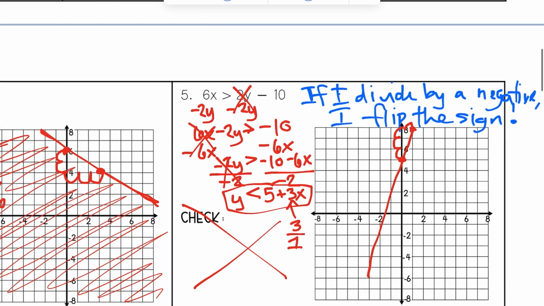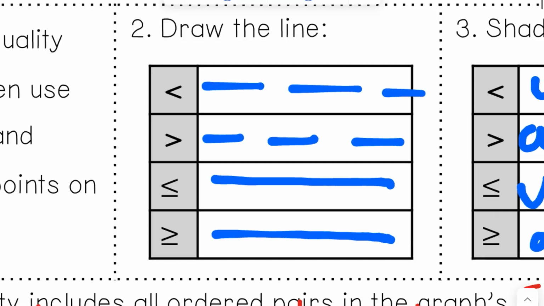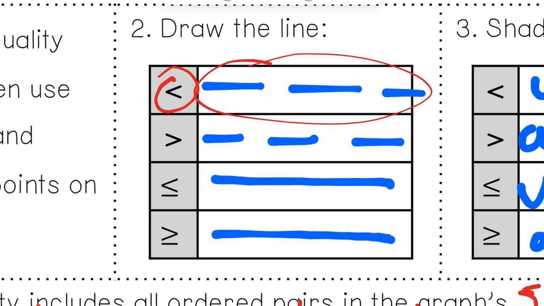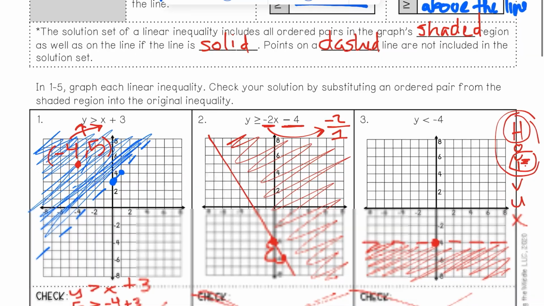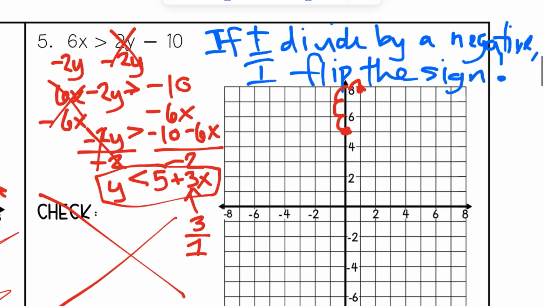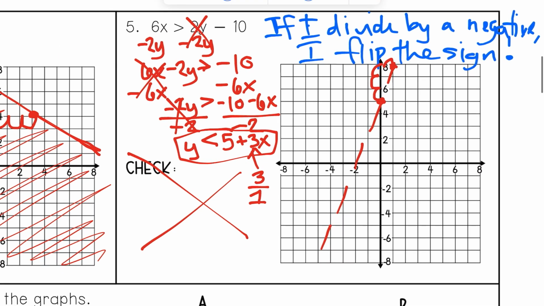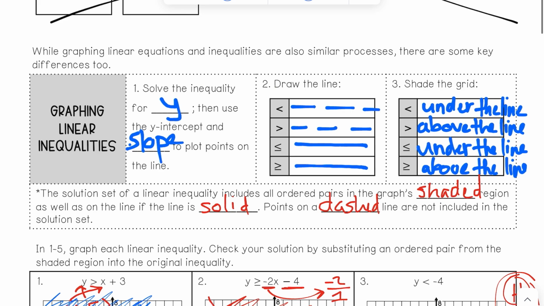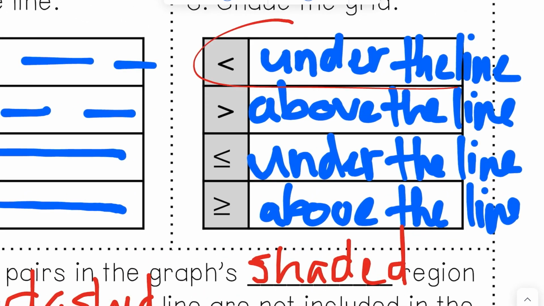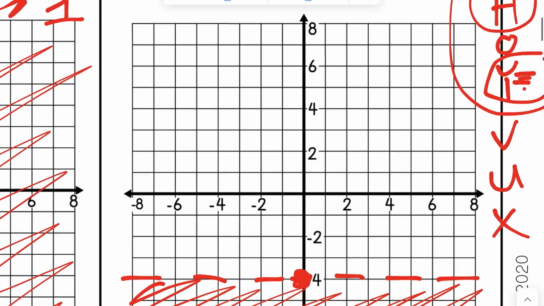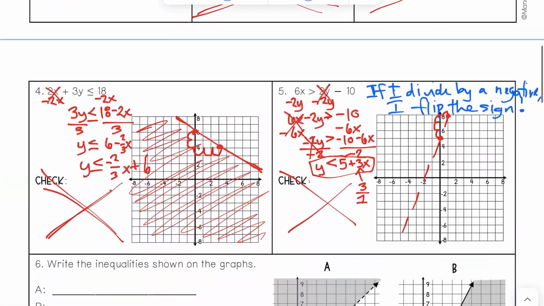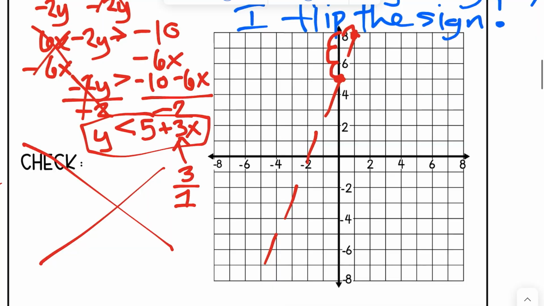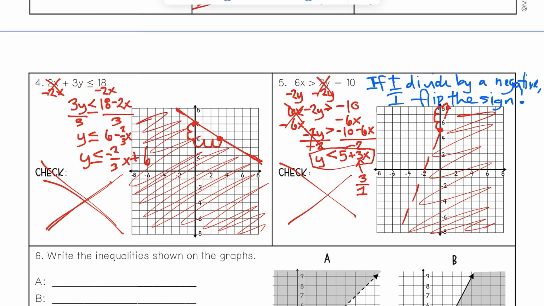There's my line. Let me make sure that it's actually solid before I do that. So let me check this less than. Oh, good thing I checked, because for a less than symbol, I have a dash line. So let's dash that line instead. There you go. And for a less than symbol, I shade under the line. So let's do that. Shading under the line would be here.